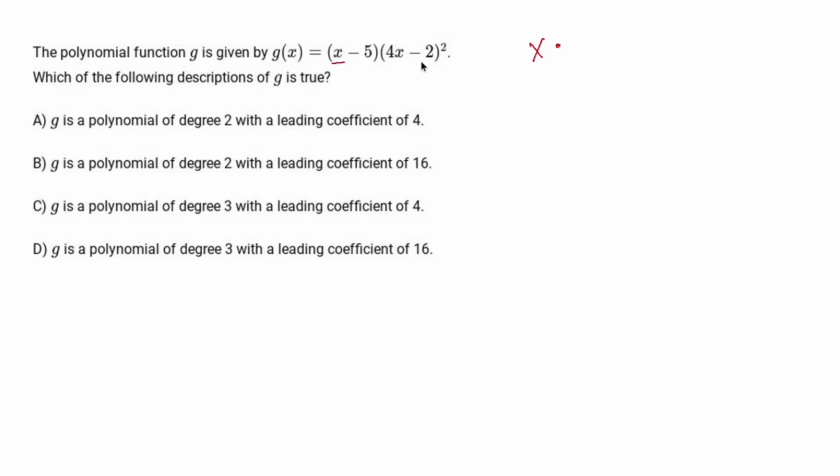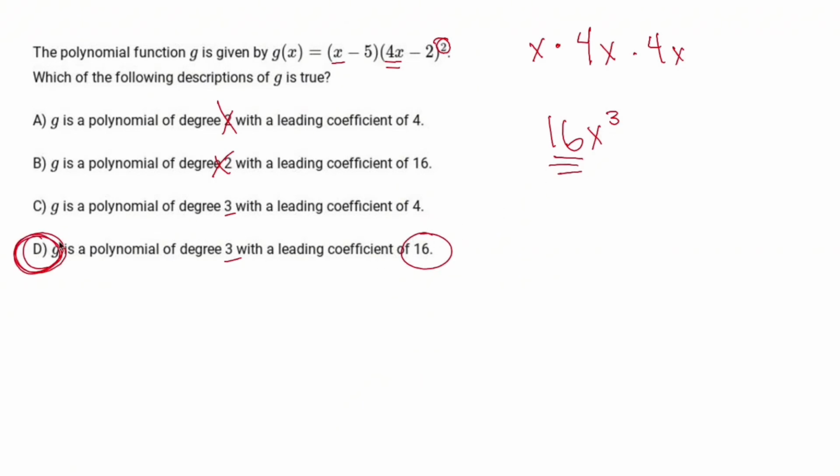So I have an x times a 4x times a 4x. Why two of them? Because it's squared. So x times 4x times 4x really quick is going to be 4 times 4, x times x times x, 16x cubed. Now the rest of this is arbitrary because we only care about the leading term. So this is a polynomial with degree 3, so you are good and you are not. And the leading coefficient is 16, which means you are good. So D is going to be my answer for this one.